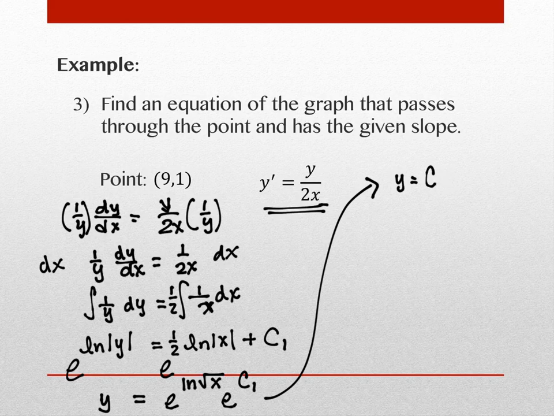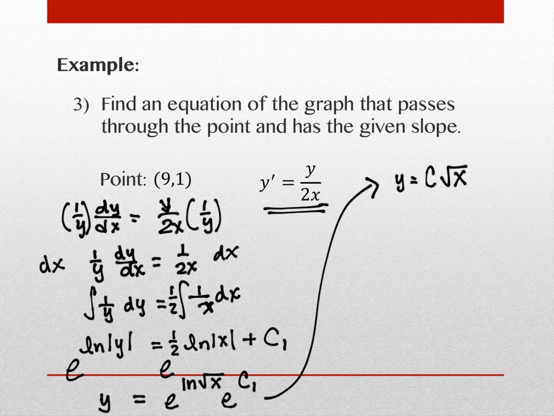Well, actually, let me pause. What's going to happen to my e to the natural log of square root of x now? That's just square root of x. So this is what we have right now. So y equals c square root of x. And if we were finding a general solution, we would be done, right? But we're not. What are we told? We have a point.